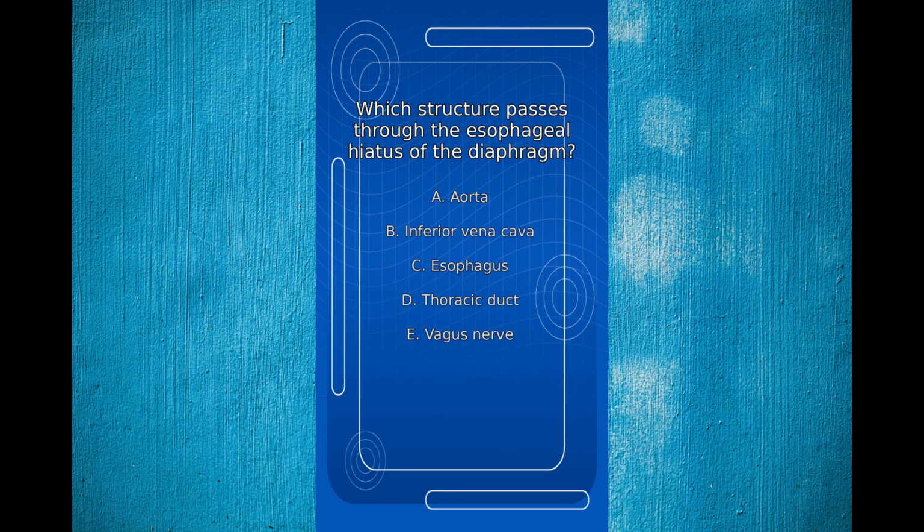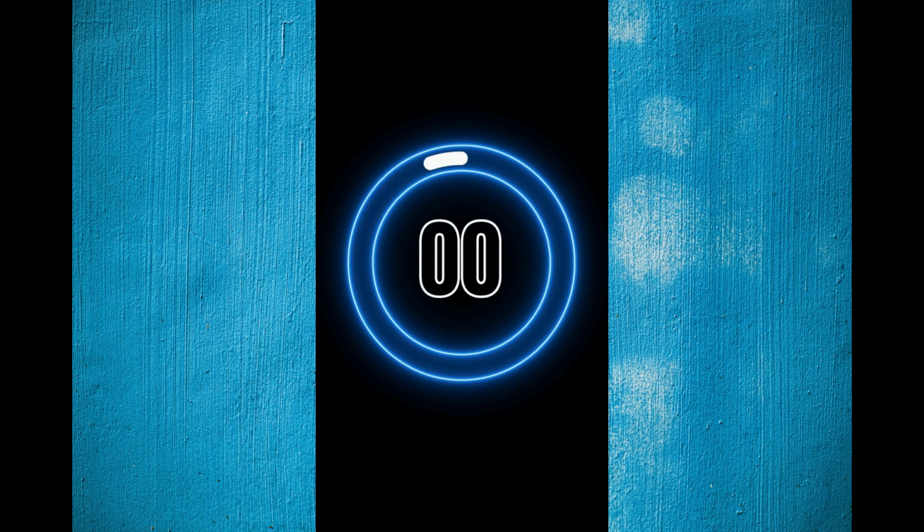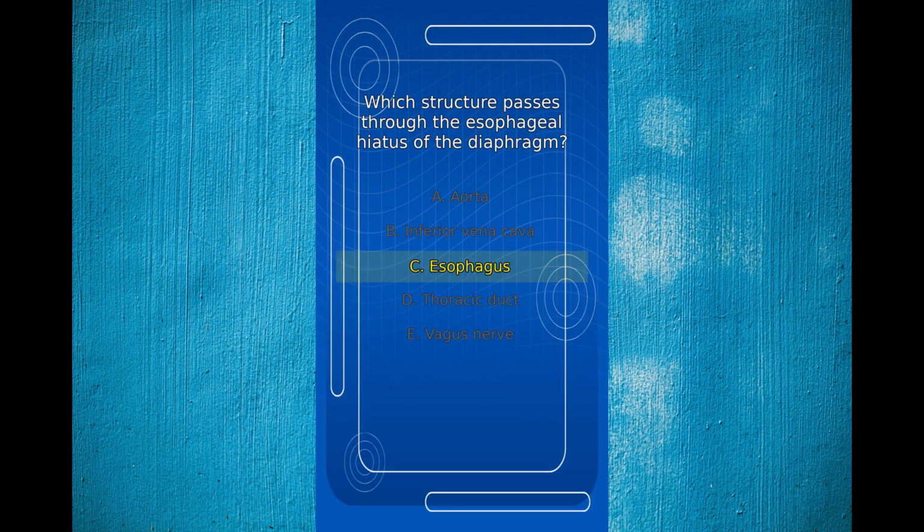Which structure passes through the esophageal hiatus of the diaphragm? The correct answer is C. Esophagus. The esophagus passes through the esophageal hiatus at the T10 vertebral level.